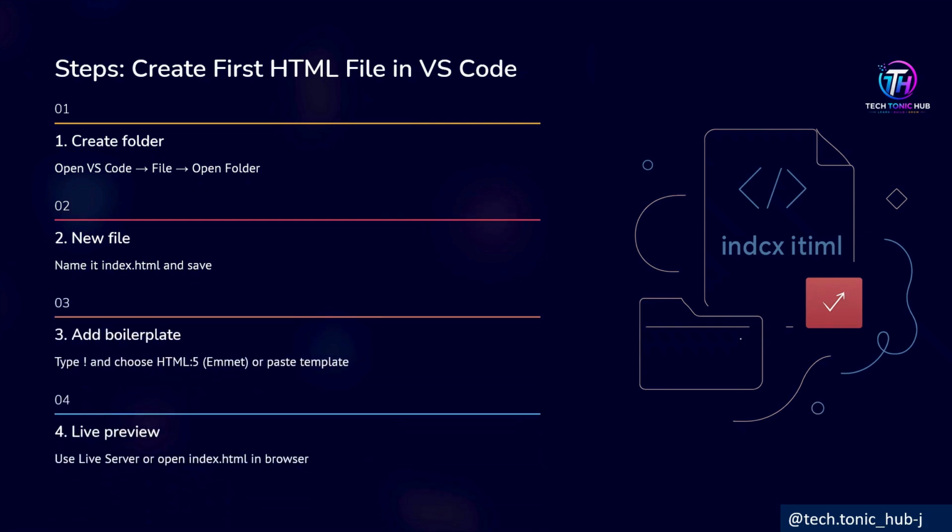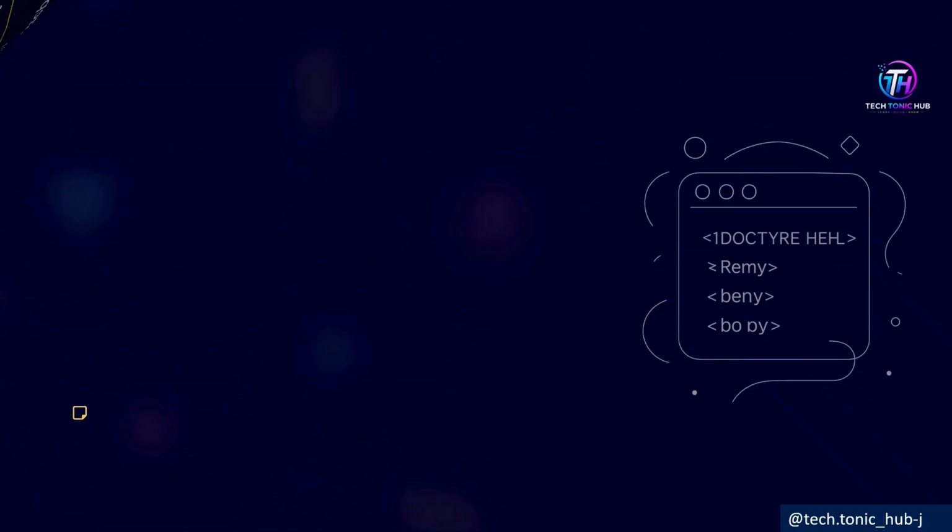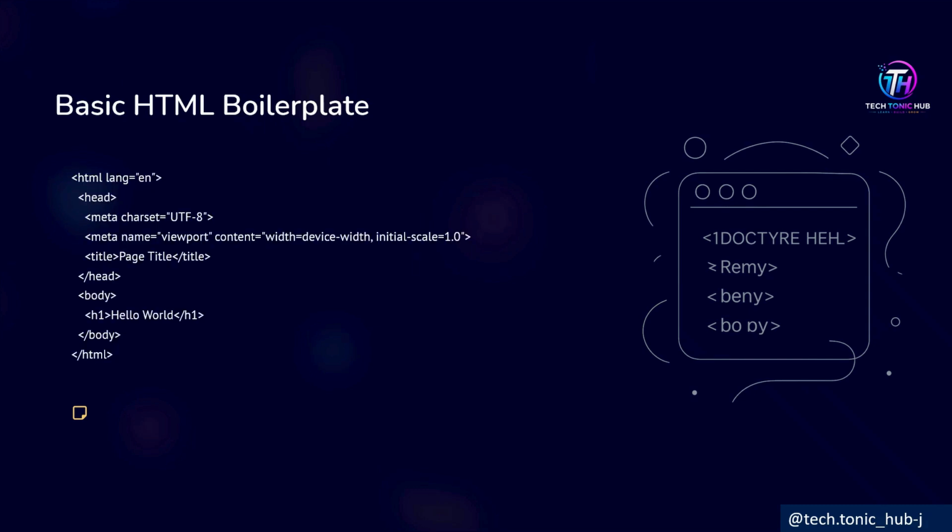Understanding the HTML boilerplate. Now let's understand every part of the basic HTML template. First is the doctype HTML. This tells the browser that we are using HTML5. Another tag is html. This is the root element of the web page. Next tag is head. The head contains information about the web page that users normally don't see. Inside head, we usually place the title, meta tags, and CSS links. First comes the title. The title appears on the browser tab.